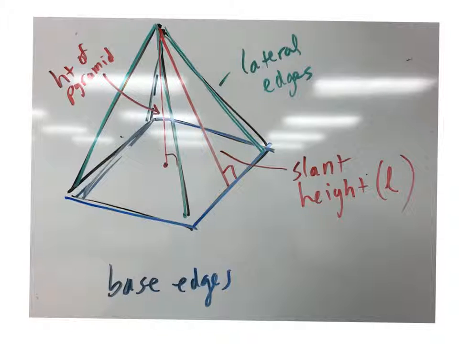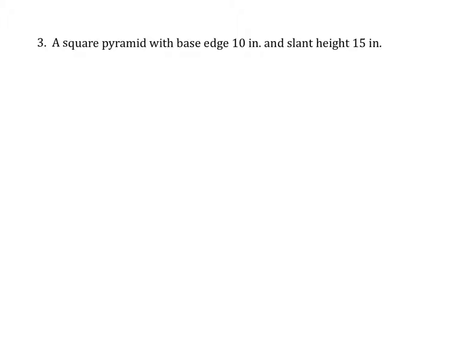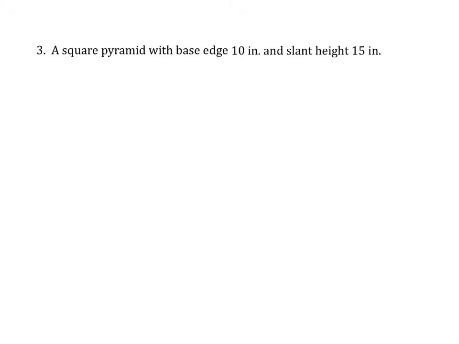So there are 4 potential things that we can be given, and we'll be given 2 of those. So let's go through a couple of examples and see how that works out. So we've got a square pyramid with base edge 10 and slant height 15. So I guess our first challenge is to draw this. So yes, I do expect you to try to draw this on your paper. I'll walk you through how I do it.